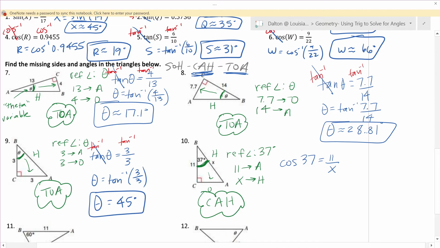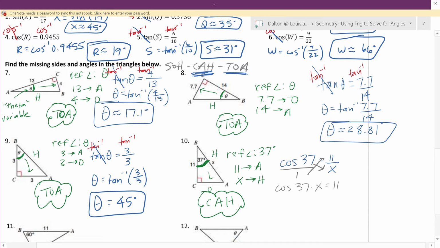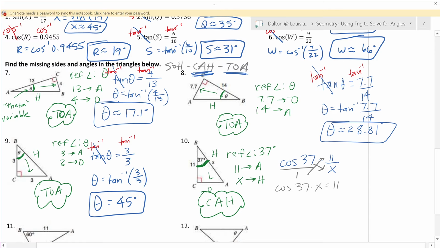Now, you don't want to take the inverse cosine of both sides because you're not solving for the angle. So notice I have a number there, and I'm trying to solve for x over here. So this is back to what we did earlier, where you want to put the left side over 1, and you want to cross multiply. So if you cross multiply, we're going to get the cosine of 37 times x is equal to 1 times 11, which is 11. Now, x is still not by itself. So I need to go ahead and divide both sides by the cosine of 37 in order to get x by itself.